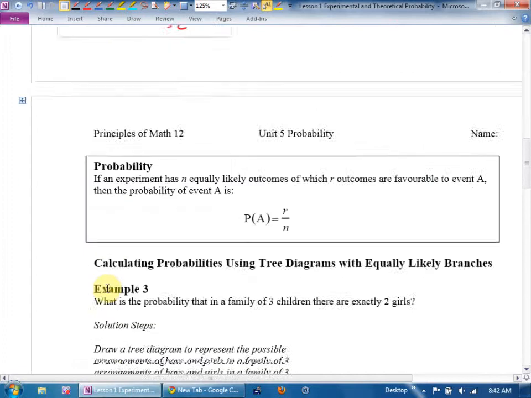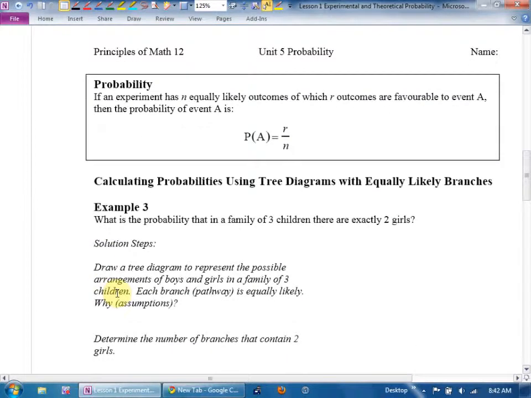So here's the official mathematical definition of probability. It says, if there are n equally likely outcomes, 52 cards, and r outcomes are favorable to your event A, 2 red aces, if that's your event, or 12 face cards, if that's your event, then the theoretical probability of event A is the number of successful outcomes divided by the total number of outcomes. And that was how it was first defined.